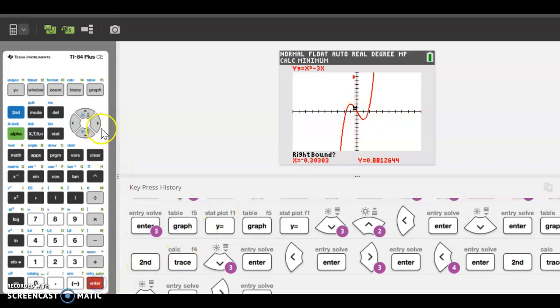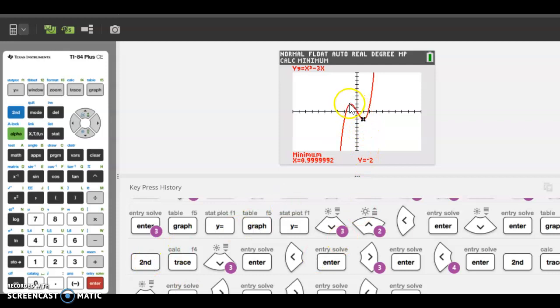Go to the left, hit enter. Go to the right, hit enter. It doesn't matter how far to the left. You just must be to the left and right of that point. So that's close enough to 1. We're going to call that 1 comma negative 2. We're interested in the x value.